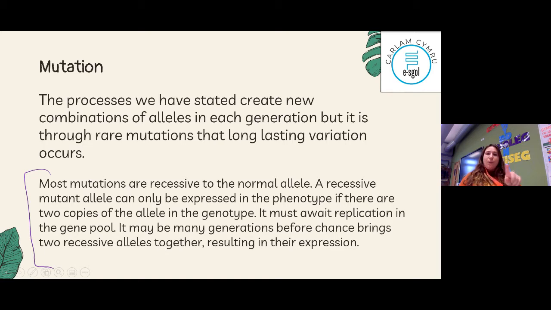So it has to wait for replication in the gene pool. So it's there, it exists, but it has to wait for another one the same to be there. Okay, so it takes lots and lots of generations usually before that chance brings the 2 recessive alleles together, which then results in us seeing the phenotype.